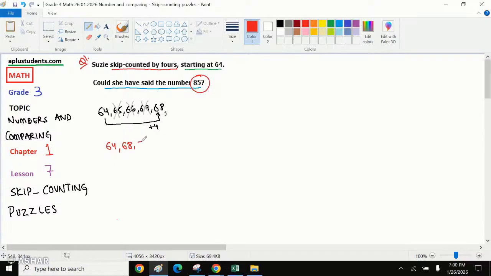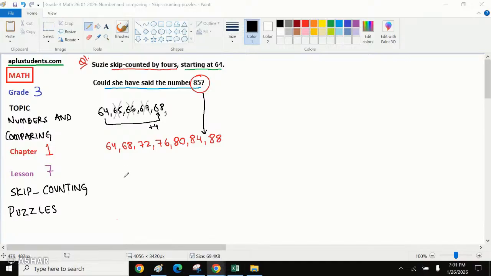68 plus 4 is 72. 72 plus 4 is 76. 76 plus 4 is 80. 80 plus 4 is 84. 84 is still less than 85, right? And when we say 84 plus 4 is 88, that means 85 is in between these numbers. And in the skip counting, she cannot say 85 because 85 cannot be counted by skipping 4, right?